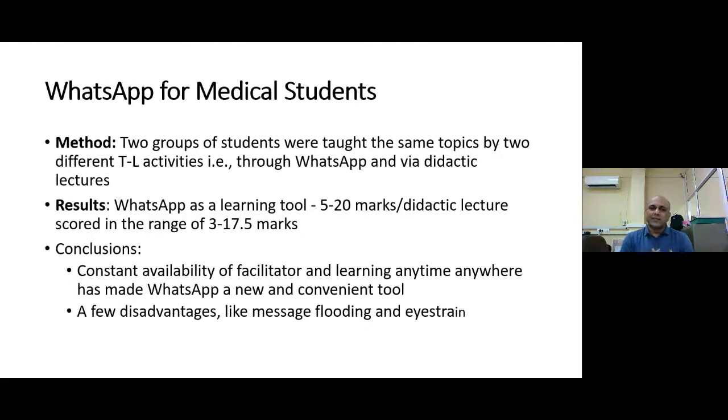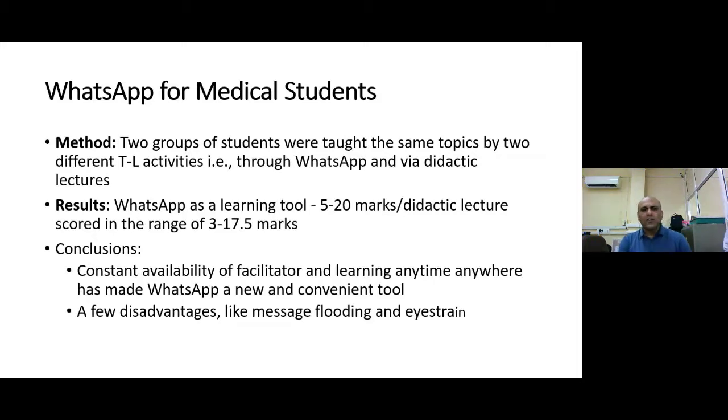But what was the result? In the WhatsApp groups, where WhatsApp was used as a learning tool, the marks varied between 5 to 20, and for didactic lectures, the score varied from 3 to 17.5 marks. So there was an obvious difference in performance. Now, when we say WhatsApp, we are not limiting ourselves to just WhatsApp. We can use any of the social networking tools that are available.